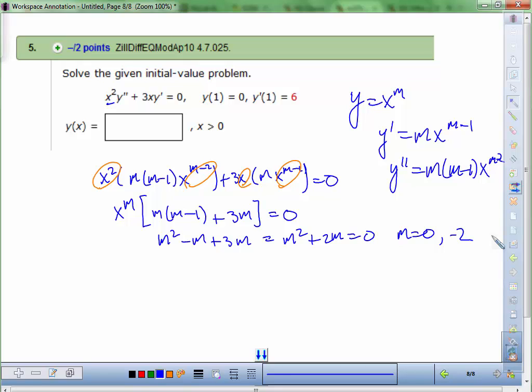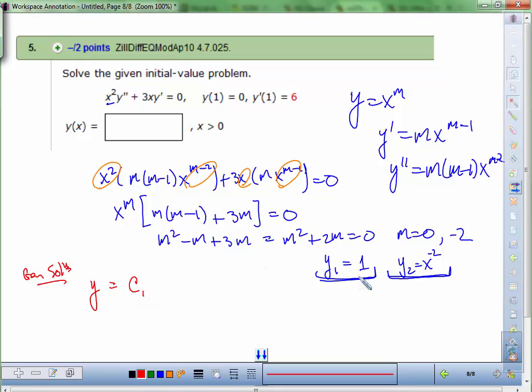So m equal to 0 will give us a constant, or a 1. So x to the 0 is just 1, and then our y2 is going to be x to the negative 2 power. Okay. So our general solution is going to be c1 plus c2 x to the negative 2.